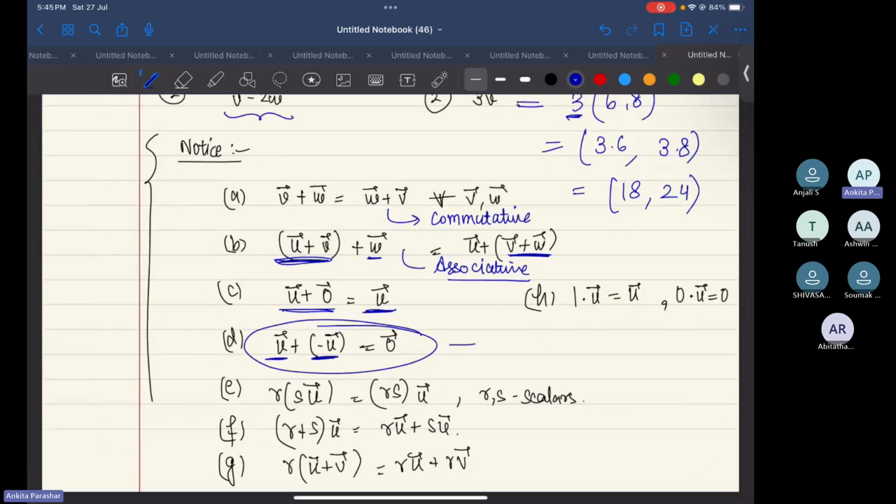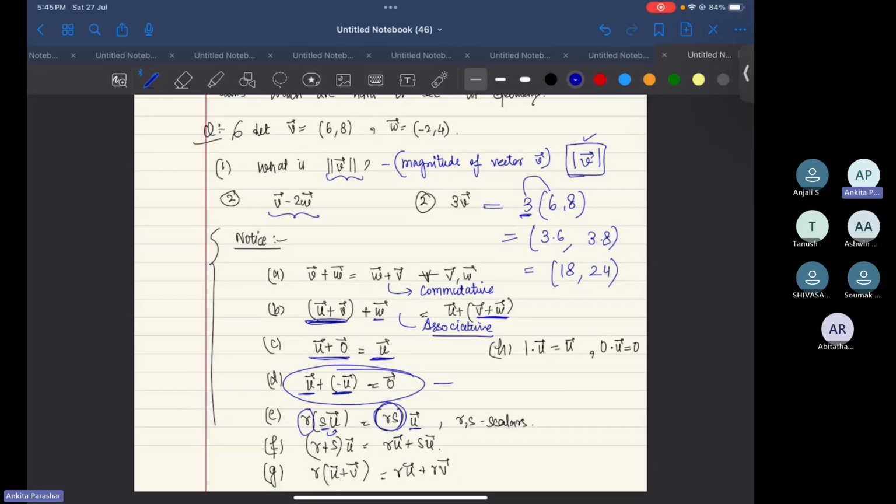And we have some more properties: if you have one scalar multiplying the vector, and you multiply another scalar, then it is the same as multiplying both the scalars and then multiplying to the vector. And there are some more properties: if you multiply your vector with 1, it will remain the same. Same thing with 0 and many other properties. So these are certain properties about vectors.